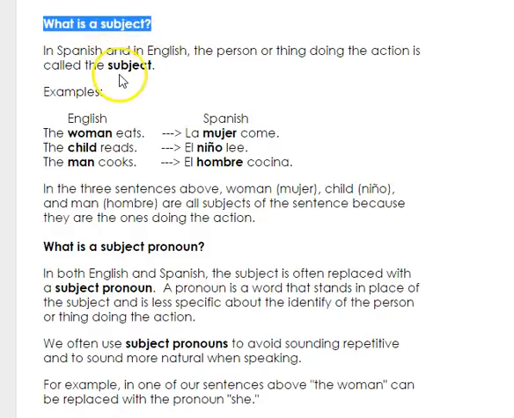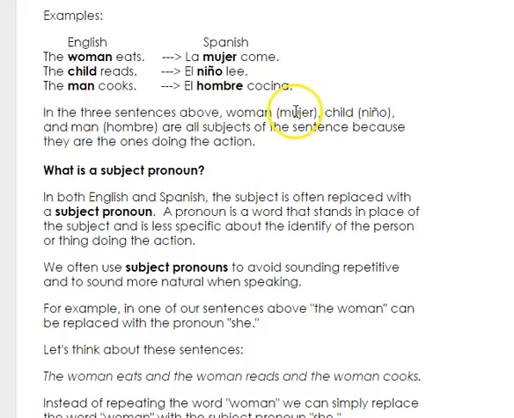In both Spanish and English, the person or thing doing the action is called the subject of the sentence. For example, in these sentences, the woman eats, la mujer come, the child reads, el niño lee, the man cooks, el hombre cocina. Woman, child, and man are the subjects of the sentence because they are the ones doing the action.